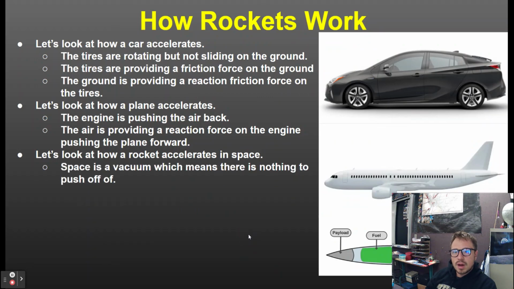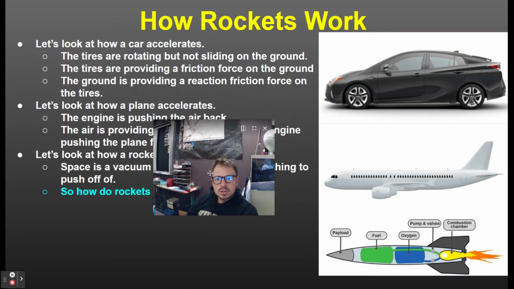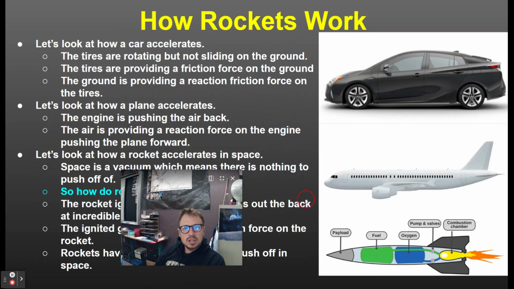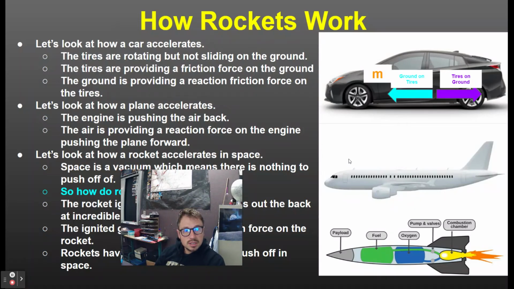So let's take a look at how rockets accelerate in space. Space is a vacuum, which means there is nothing to push off of. So how do rockets work in space? In order to answer this, let's look at the diagram here. I've got a car, it's a mass. Tires are pushing on the ground, the ground's pushing on the tire. That reaction force, the ground on the tires, is what causes that net force and causes the car to accelerate.